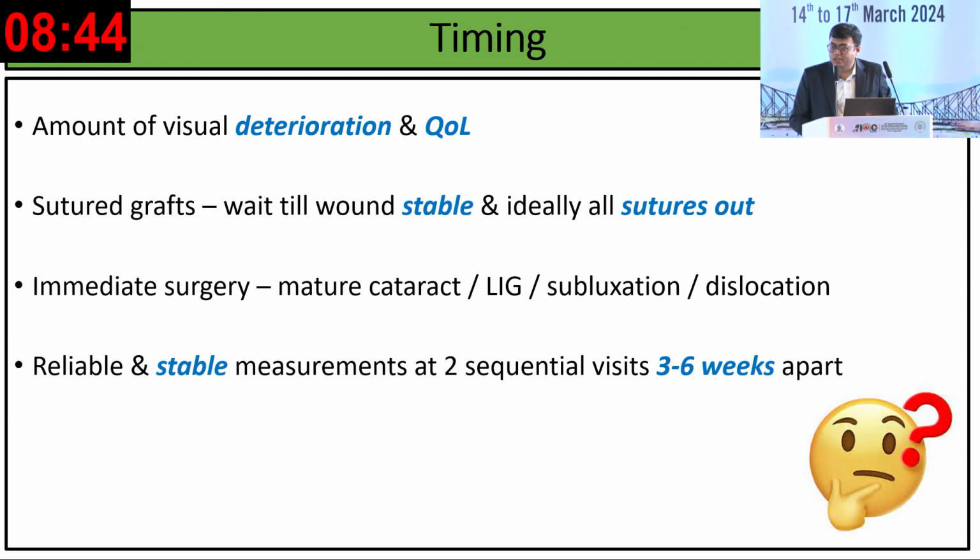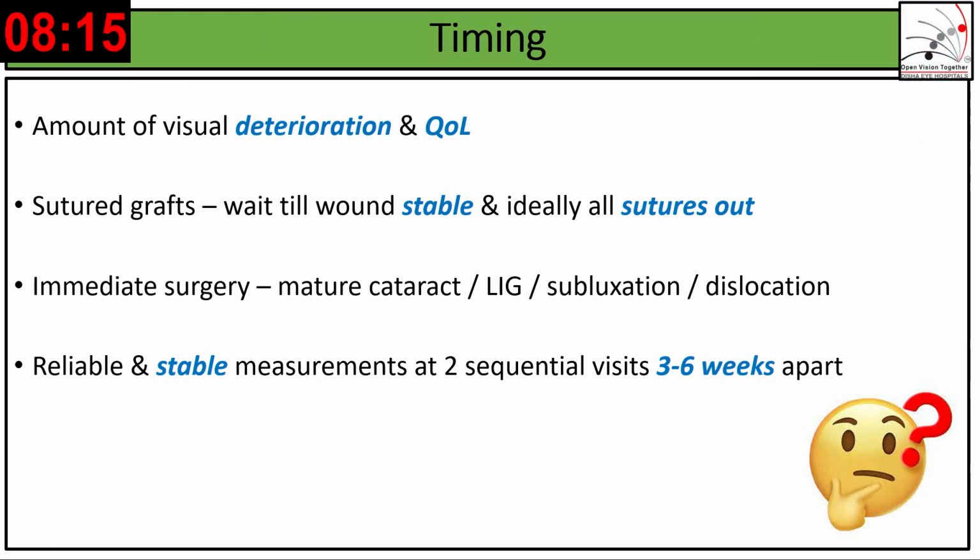So when do we tackle this case? The surgery decision varies from patient to patient and the surgeon's comfort. It's also the amount of visual deterioration and the quality of life the patient is undergoing. If it's a sutured graft, we have to wait ideally till the wound is stable, that is a minimum of 6 months, and ideally till all the sutures are out, that itself can take about a year. But if there is a mature cataract or a lens-induced glaucoma or a gross subluxation or dislocation, we have to do the surgery immediately, even if the sutures are in situ.